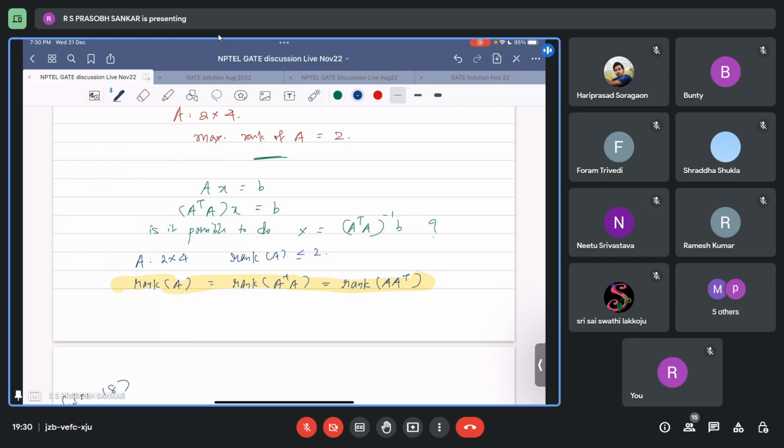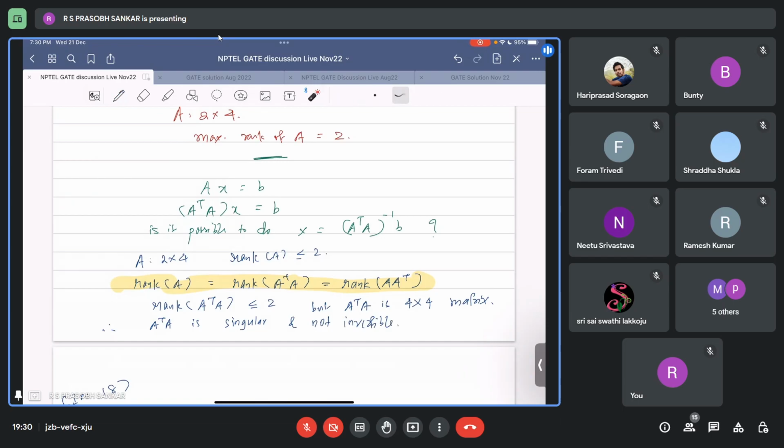So what it means here, rank of A transpose A, which is basically what we want to find here, is less than or equal to 2. But say A transpose A is a 4 cross 4 matrix. Therefore, A transpose A is singular, and that means not invertible.